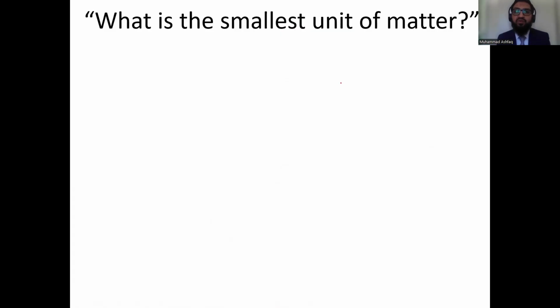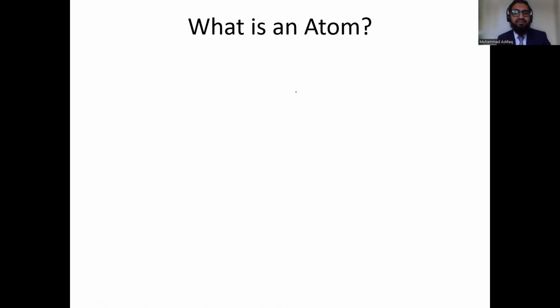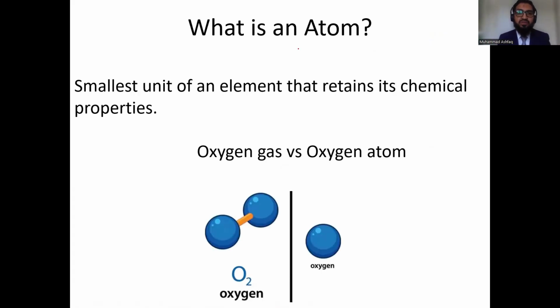So what is the smallest unit of matter? As we know, everything is made up of matter. So what is the smallest unit of matter altogether? Once again, yes, that's the correct answer. This is the atom. So what is an atom? Let's see its definition: the smallest unit of an element that retains its chemical properties.